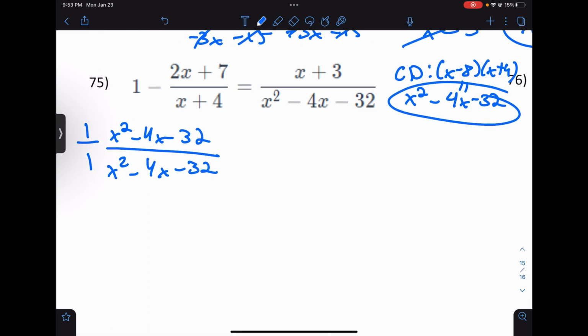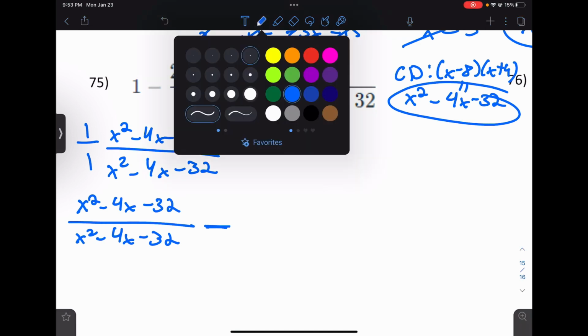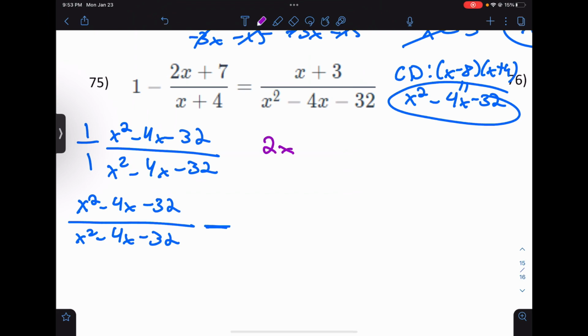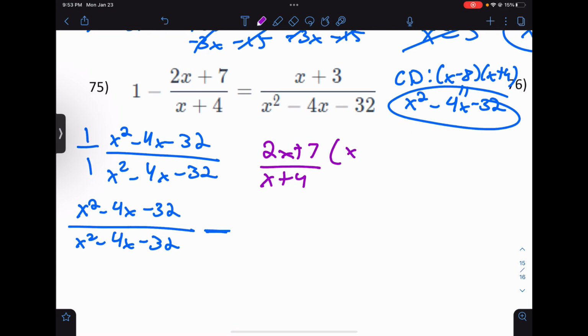And really, we're just distributing a 1. So we just end up with our x squared minus 4x minus 32 over x squared minus 4x minus 32. Now, don't forget we've got a subtraction sign here. And my middle term is 2x plus 7, x plus 4. So he's missing the x minus 8. So we're going to go ahead and do x minus 8, x minus 8.